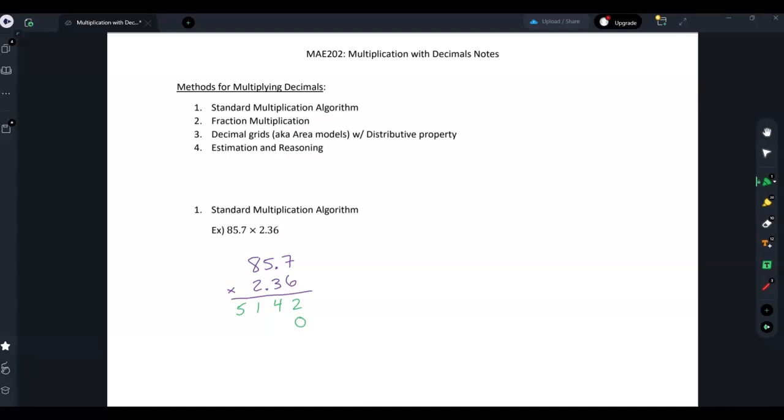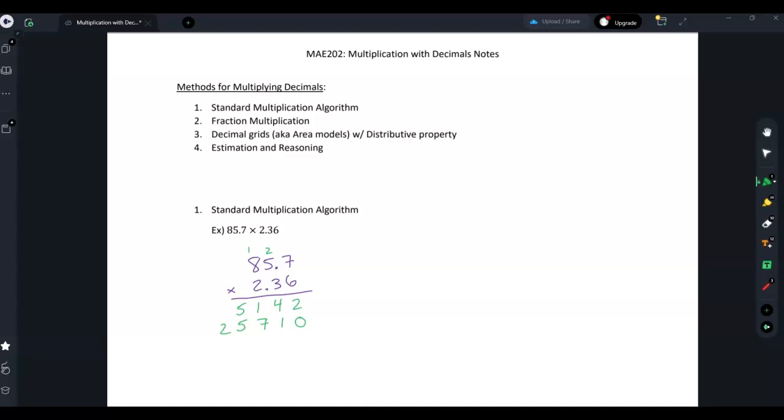So then I'm going to multiply 3 times each digit in that first number. So starting with 3 times 7, 3 times 7 is 21. So I would write my 1 and regroup my 2. Then I'm going to do 3 times 5, which is 15, and then add my 2 that I regrouped, which is 17. So I'm going to write a 7 and regroup a 1. And then finally 3 times 8 is 24, plus the one I regrouped is 25. There's no place to regroup, so I'm going to go ahead and write both of those digits.